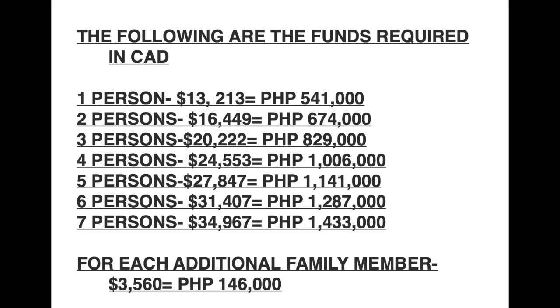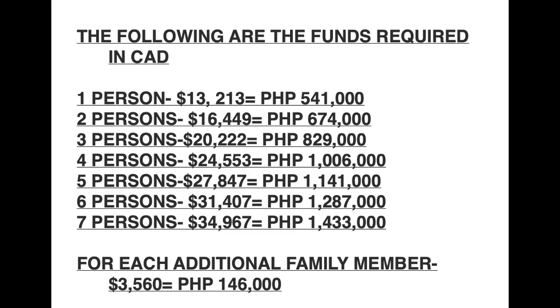This table you see on your screen shows the minimum amount you need to immigrate to Canada. If you have more money, then you should list the full amount in your profile or application. So as you can see in the table, the first column is the number of family members from 1 to 7, and for each additional family member. And in the other column, there's what you call funds required in Canadian dollars.